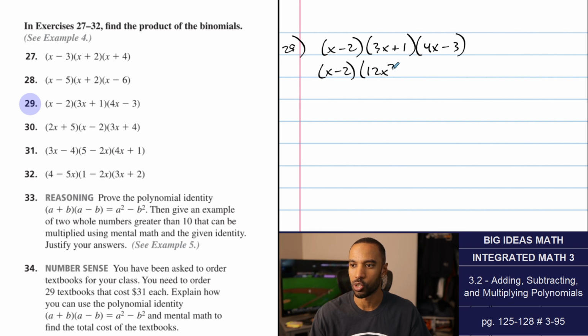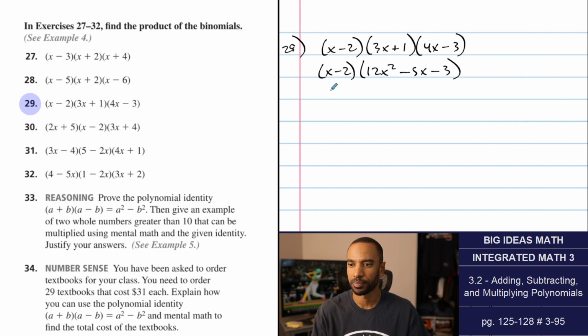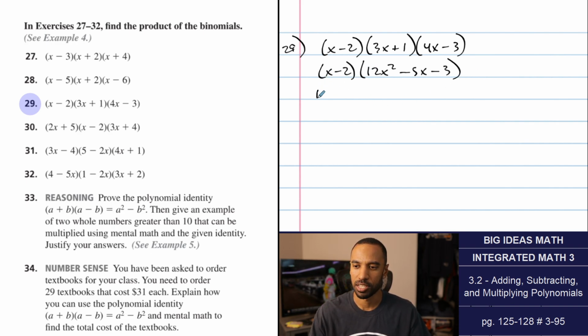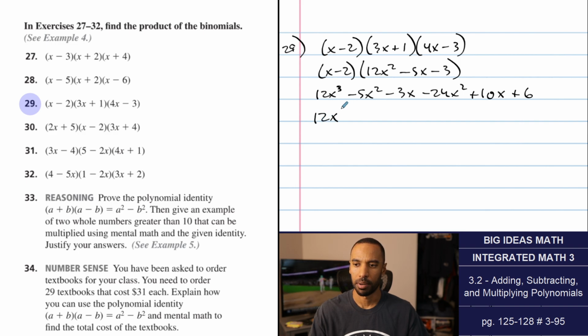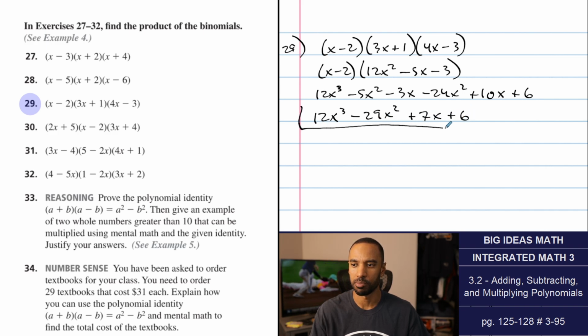I'm going to distribute these. So this is going to be 12x squared minus 9x plus 4x is negative 5x, and then minus 3. And we keep going. X times 12x squared. Remember, these ones, when x multiplies by these are nice. When x multiplies by these, just increase. 12x cubed, negative 5x squared, negative 3x. These change sign, negative 24x squared plus 10x plus 6. So we end up getting 12x cubed minus 29x squared plus 7x plus 6 when all like terms are combined.